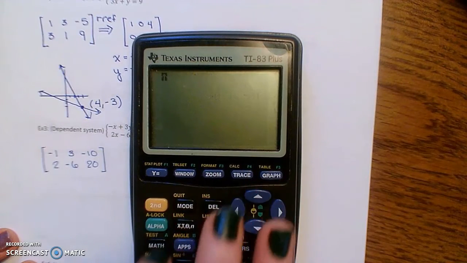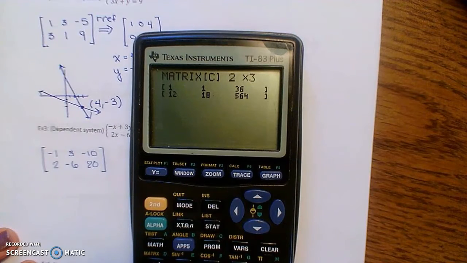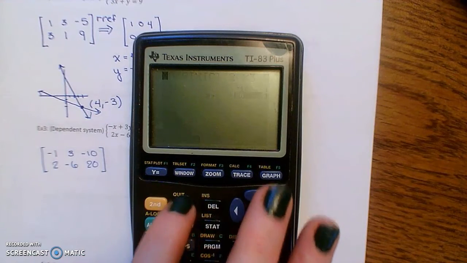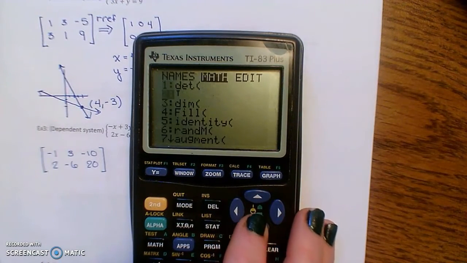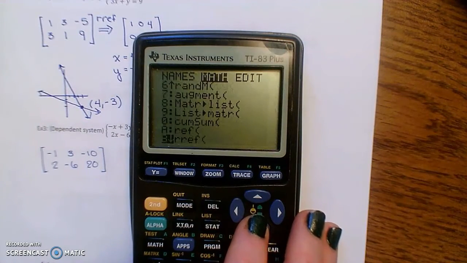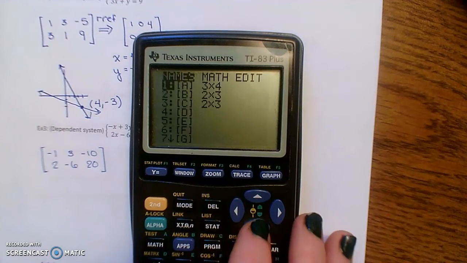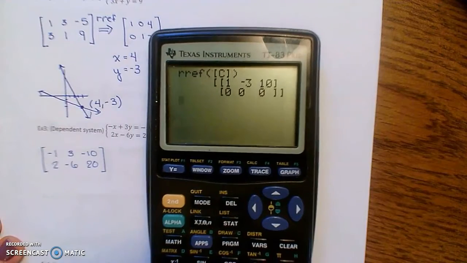I'm going to go ahead and edit matrix C. This is again 2 rows, 3 columns: -1, 3, -10, 2, -6, 20. All right, so I've got the matrix in. I'll exit out. Now let me go back to the matrix menu. I would like to find the reduced row echelon form button, and I will plop my matrix C right in there. Hit enter, and here's what I get.